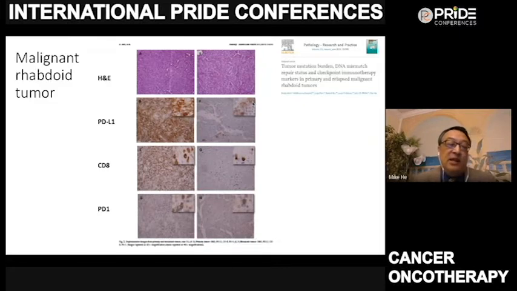It seems like CD8 has more expression in the primary tumor, but this is only one example. In different tumors, the situation differs between the primary and the mets, so there is a lot of variation between different types of tumors. Next slide, please.